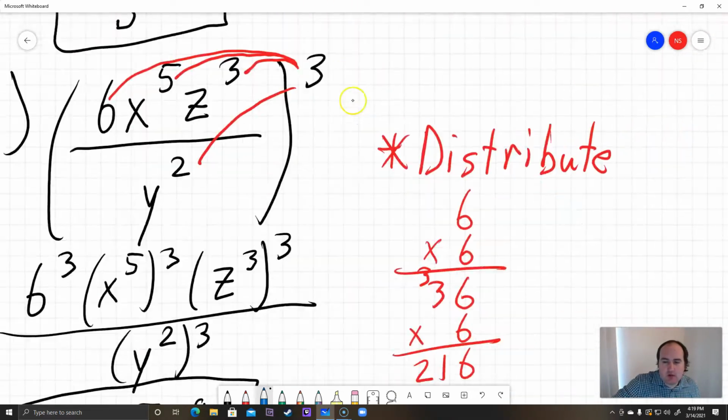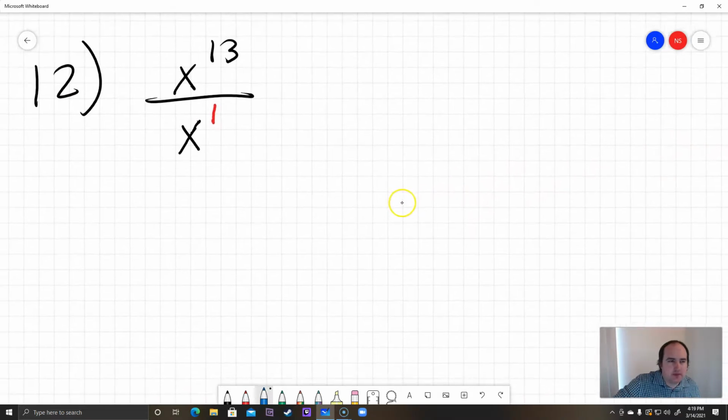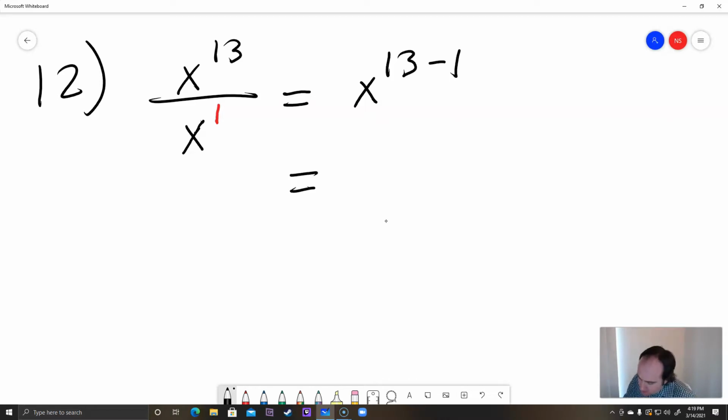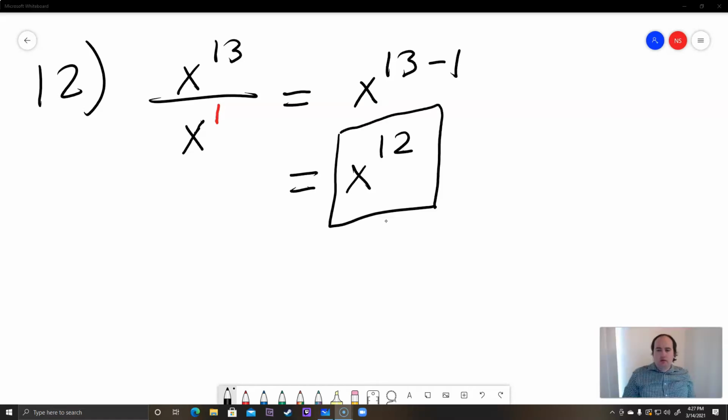Okay, so let's go back to our example. So for example number 12, we're dividing exponentials with the same base. So we subtract the exponents, top to bottom, left to right. Okay, so this is going to give us x to the 13 minus 1. So that's top to bottom, left to right. And 13 minus 1 is 12. So we have x to the 12, and boom, that's the whole problem.